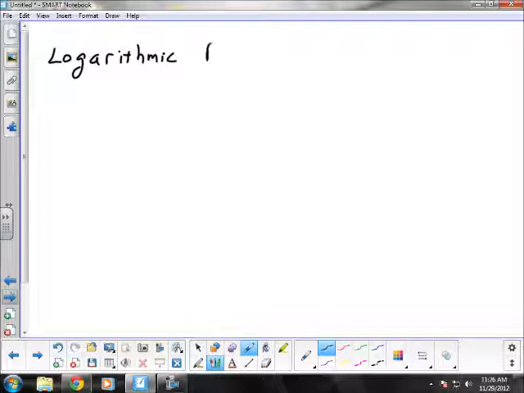The last little category they have in this section is called logarithmic differentiation, which we've already been doing some of.